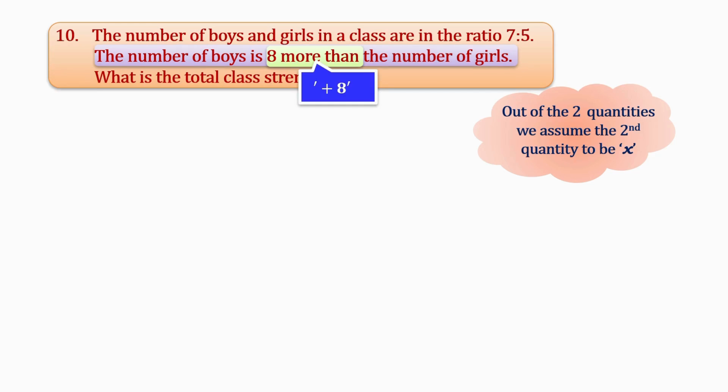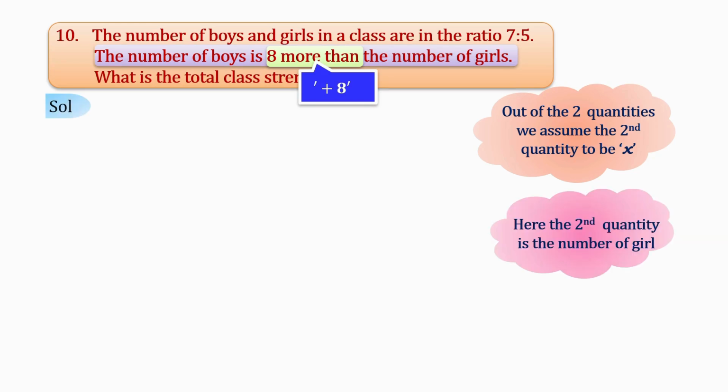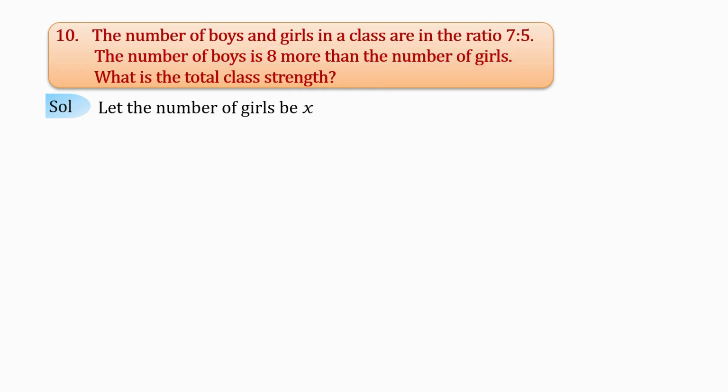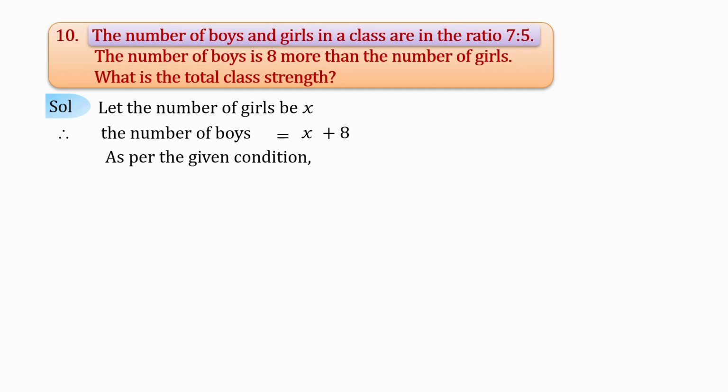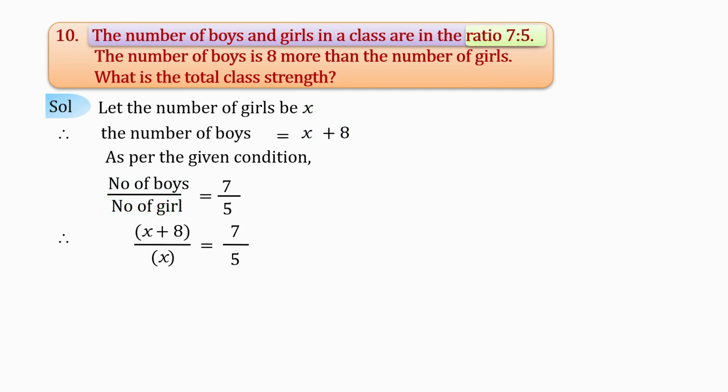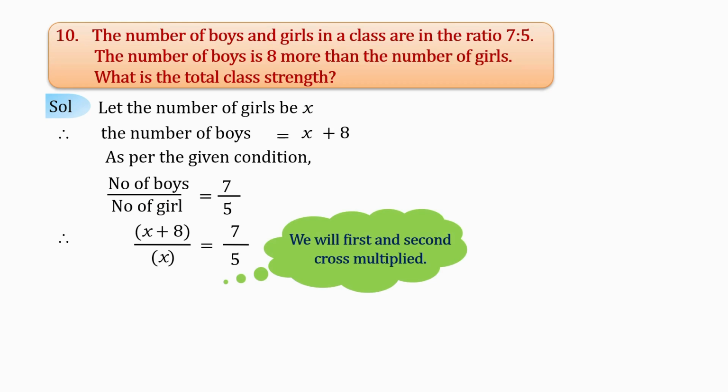Out of these two quantities, we will assume the second quantity to be x, meaning whichever is smaller, we will consider it as x. So the number of girls be x, and the number of boys will be x plus 8. Another condition is given, the ratio of boys and girls. So we'll just replace that, and now the equation is formed. Now we are going to solve this equation.